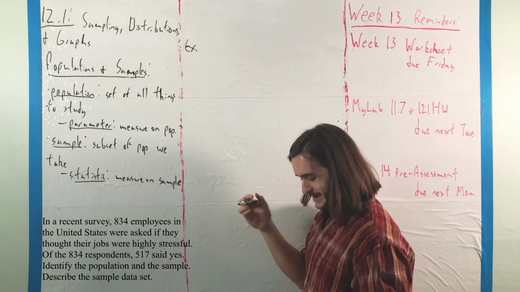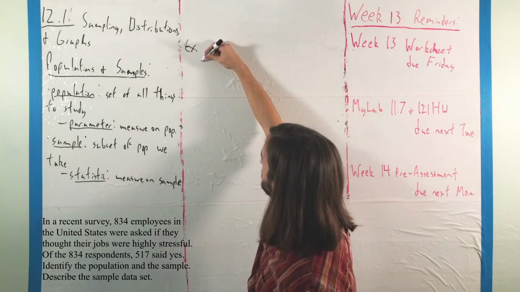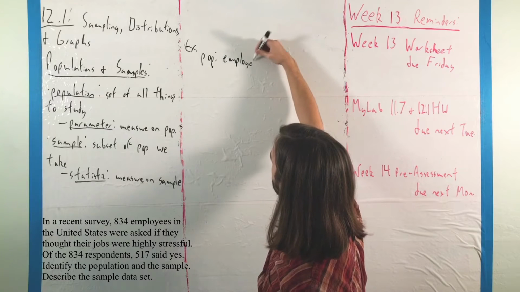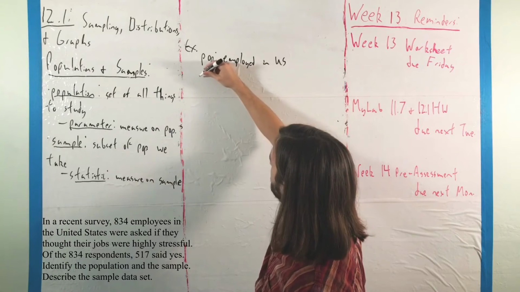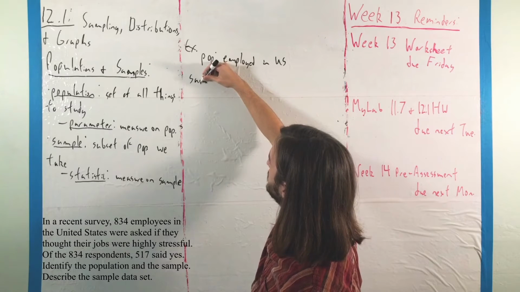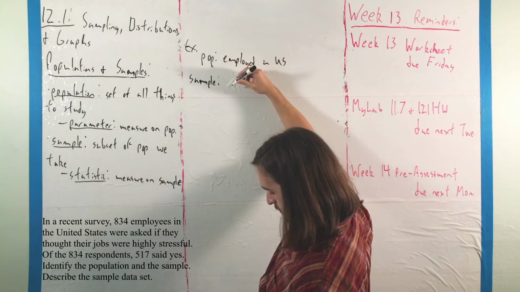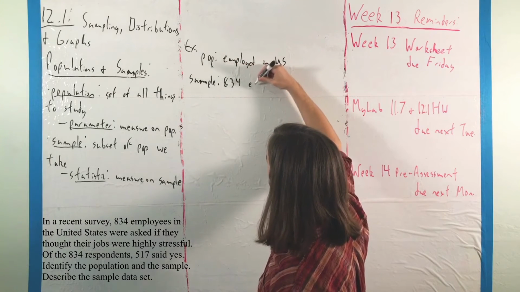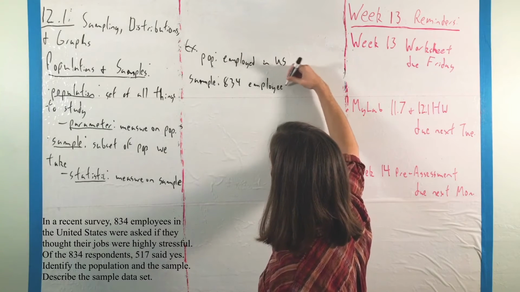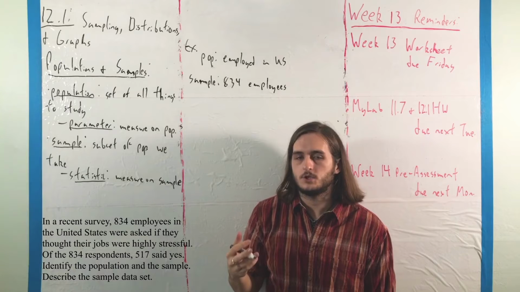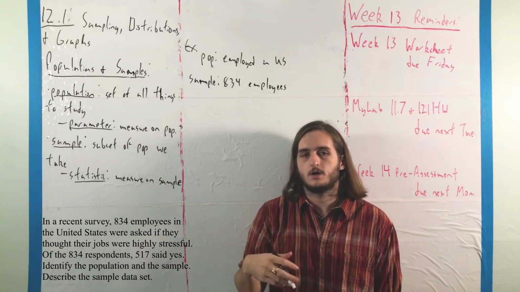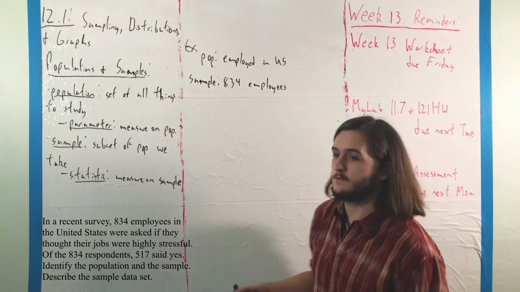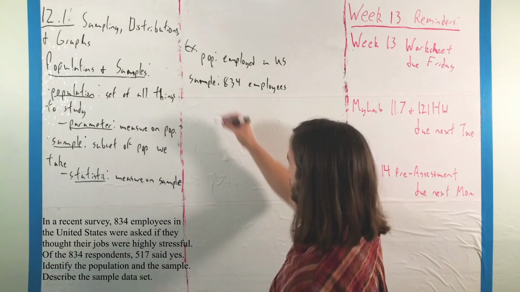we have that the population can be thought of as the people employed in the United States, while our sample would be those 834 employees that were specifically surveyed. So those 834 employees are meant to be a representative for the entire working population in the United States. It might be somewhat difficult to get to every single one of them, especially considering while you're working it might change.